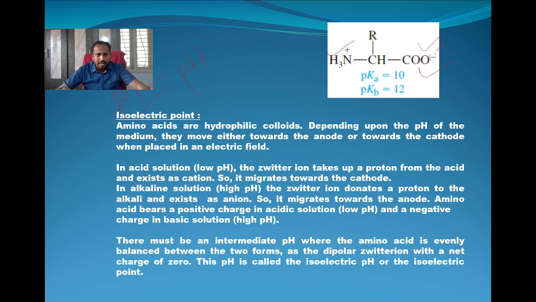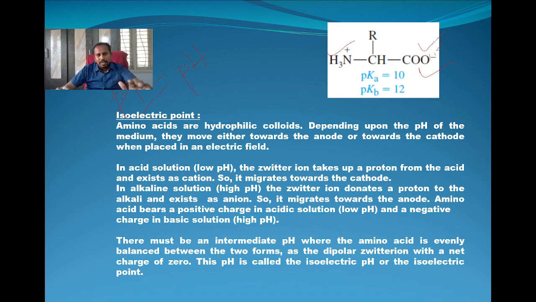So what is the isoelectric point? Amino acids are hydrophilic colloids. Depending upon the pH of the medium, they move either towards the anode or towards the cathode when placed in an electric field. In acidic solution, that is at low pH, the zwitterion takes up a proton from the acid and exists as cationic form, so it migrates towards the cathode. That I have already told you. In alkaline solution, that is at high pH, the zwitterion donates a proton to the alkali and exists as anionic form, so it migrates towards the anode.